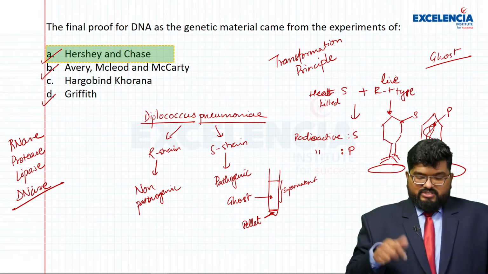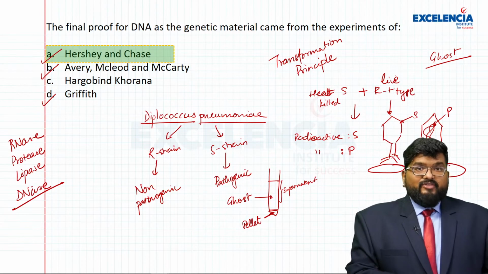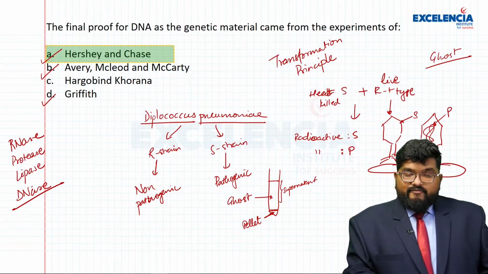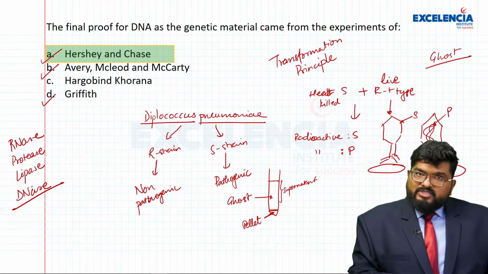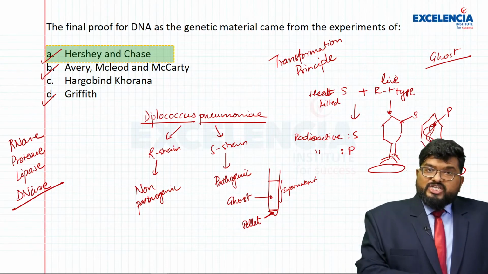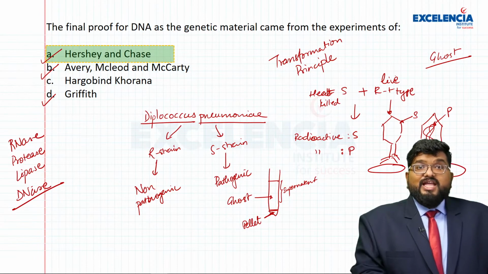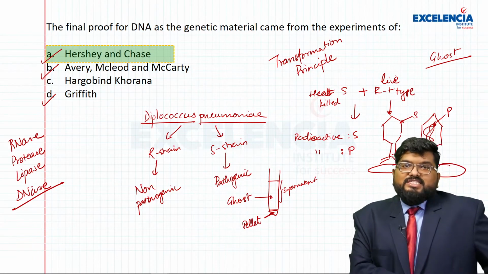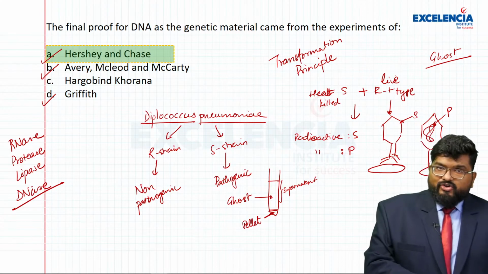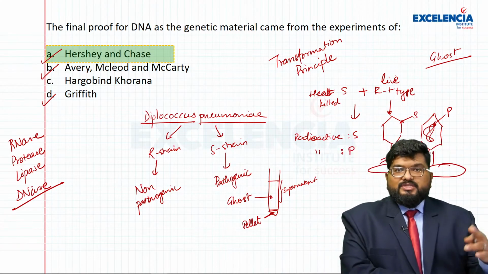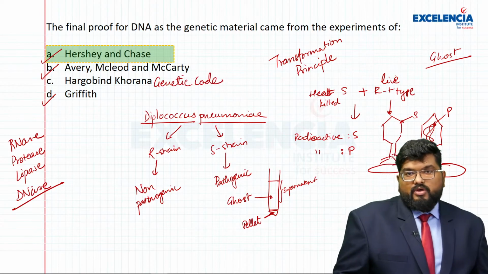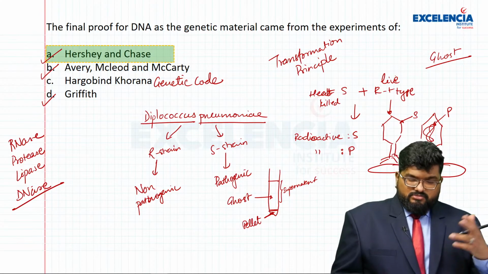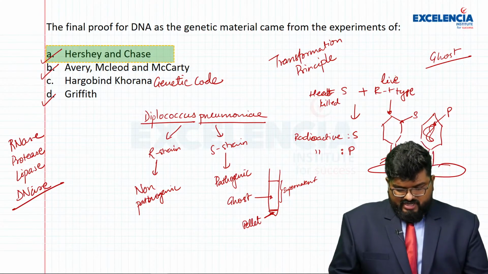So understand the differences, okay? Griffith gave the transforming principle. Avery, McLeod and McCarty established the nature of the transforming principle, that is DNA. Hershey and Chase established that the genetic material is DNA. Har Gobind Khorana was awarded a Nobel Prize with two others for cracking the genetic code. So the genetic code table is a work of him and his colleagues.